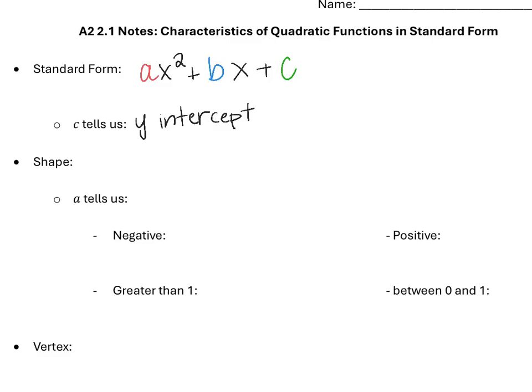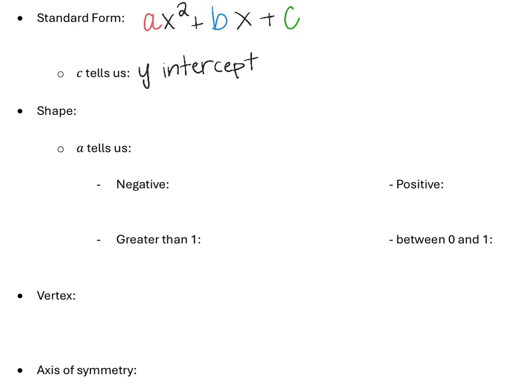So ax squared plus bx plus c. The c value tells us our y-intercept. The other thing that we can see from standard form is the shape of the graph. So remember, a quadratic takes the shape of a parabola. And the a value tells us what that parabola is going to look like.